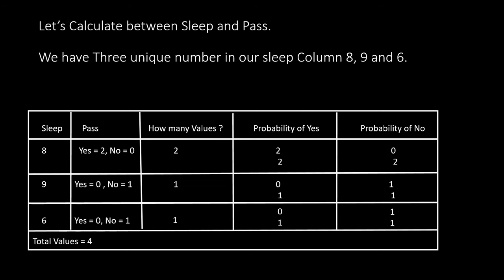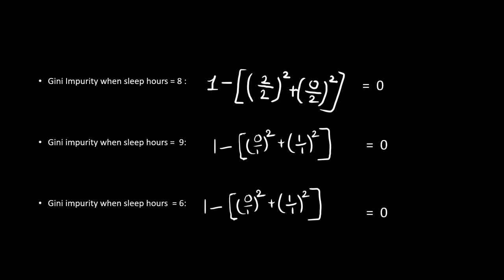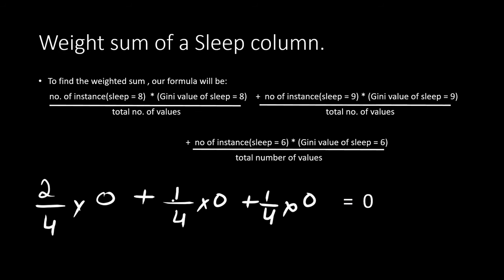Let's calculate between sleep and pass. We have 3 unique numbers in our sleep column, 8, 9, and 6. So our Gini indexing value will be 0 for each value in the column. Similarly the weighted sum will be 0.